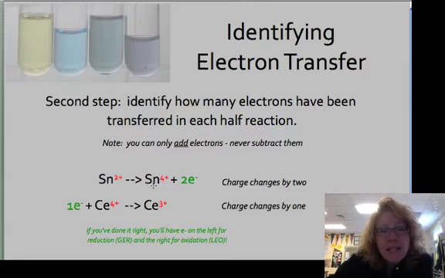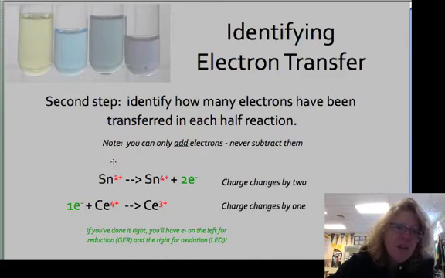So if we take a look at this tin example, the first half reaction, there must have been 2 electrons that shifted hands because the charge changed by 2. Now you can only add electrons, so you have to put them on the more positive side, because 4 plus and 2 minus is going to give us a charge of 2 plus.